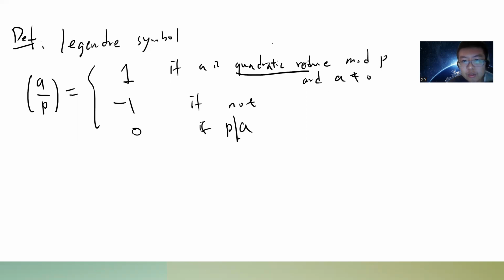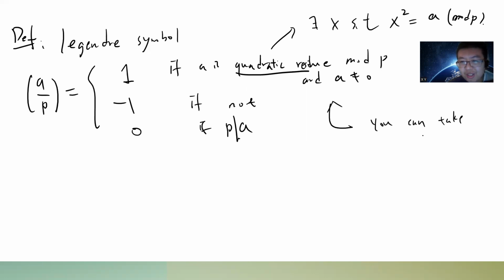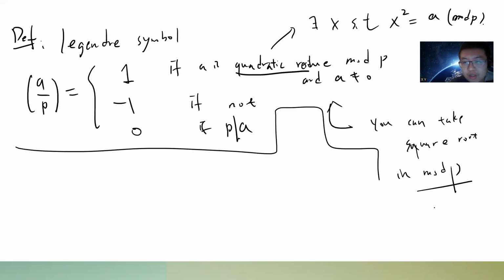Okay, so quadratic residue means that there is an x such that x squared is A mod P. Basically, simply speaking, you can take square roots in mod P. Okay, so this is the definition. So maybe it's hard to understand.